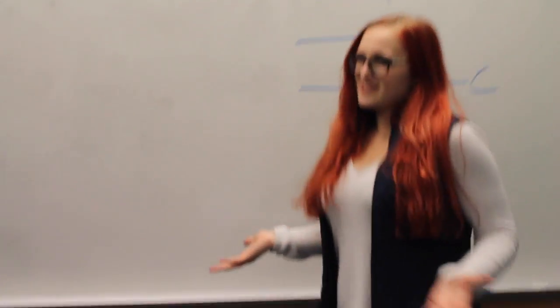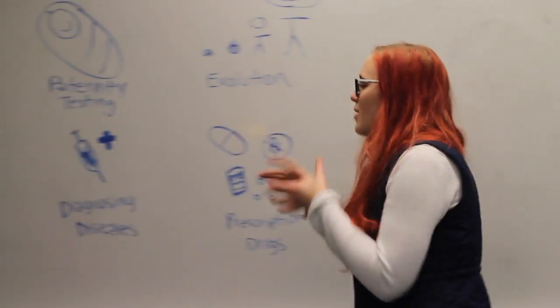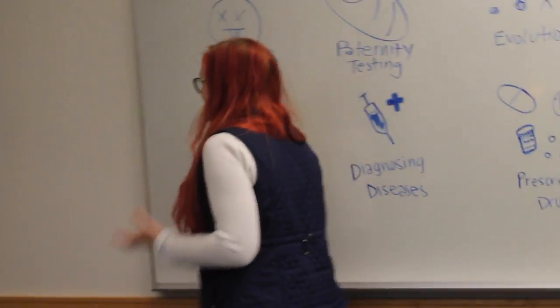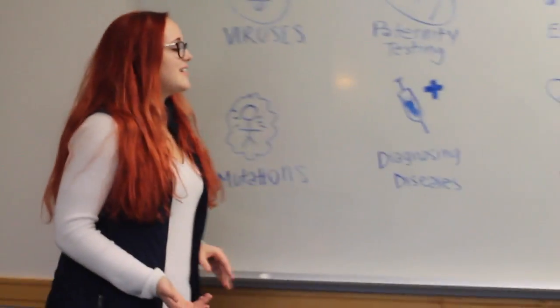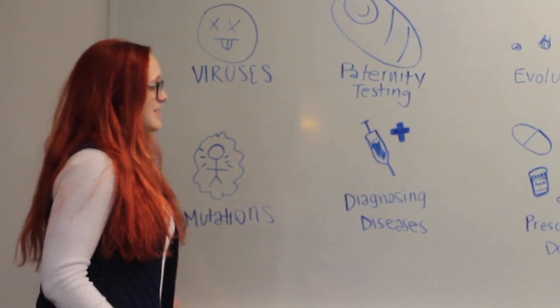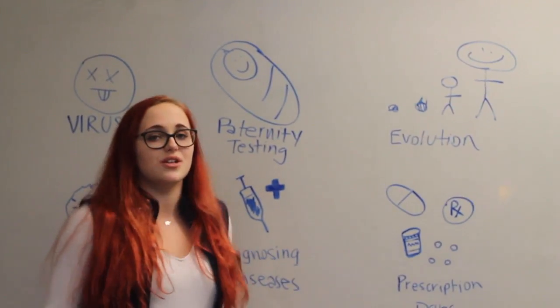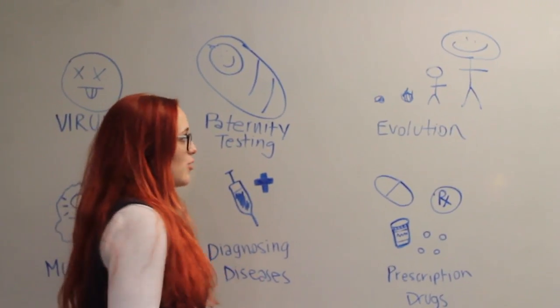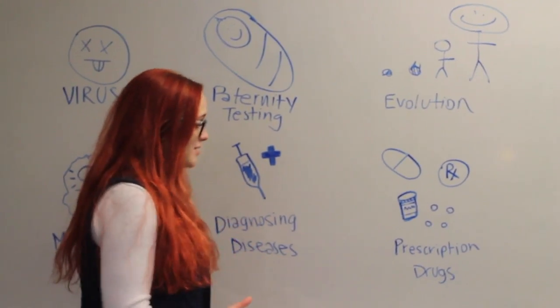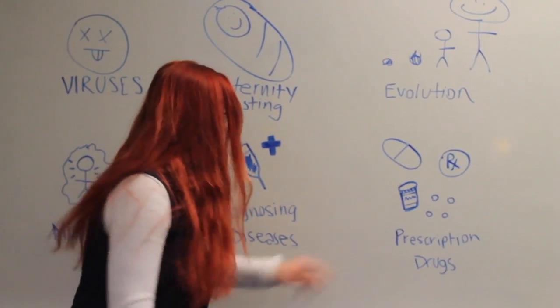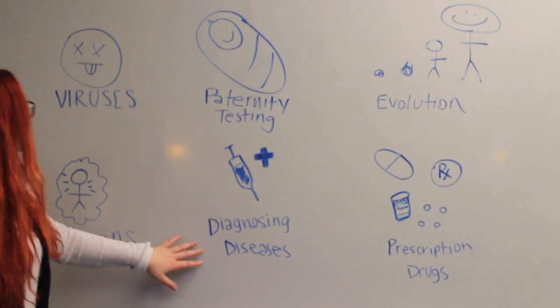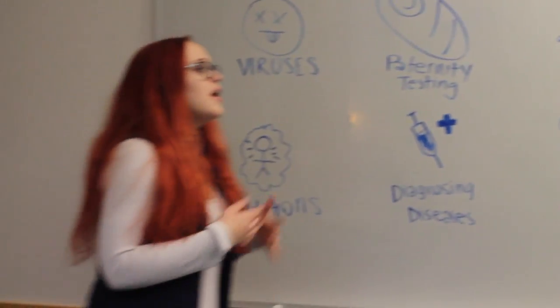And so why is this important? I mean, these are small little molecules that we can't even see. This helps us in our everyday lives. It helps us understand viruses and mutations. It helps us perform paternity tests, and it helps doctors diagnose diseases. It even helps us understand evolution, which is from millions of years ago, but these methods that we have now are helping us look way, way back into the past. And it helps us make better prescription drugs that help us with treating those diseases and those viruses.